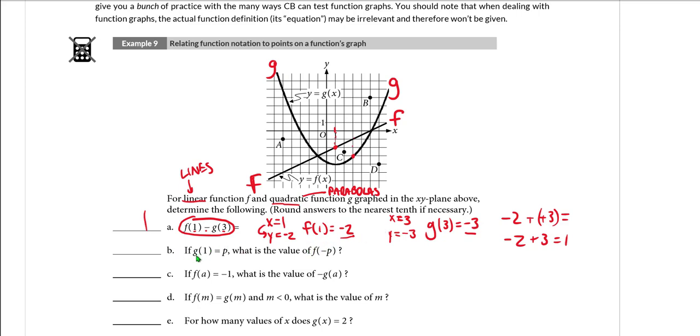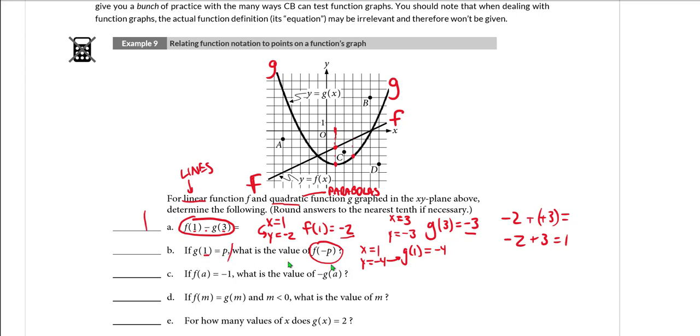Now 9b here. So if g of 1 equals p, what is the value of f of negative p? Okay, so in this case, again, we have an input value that's an x equals 1. So we need to go to the g function where x equals 1 here. So I'm going to go down to the g function at that point. So what is that? 1, 2, 3, 4. So that's negative 4. So g of 1 is that y value. That's g of 1. That equals negative 4. And that's the p value.